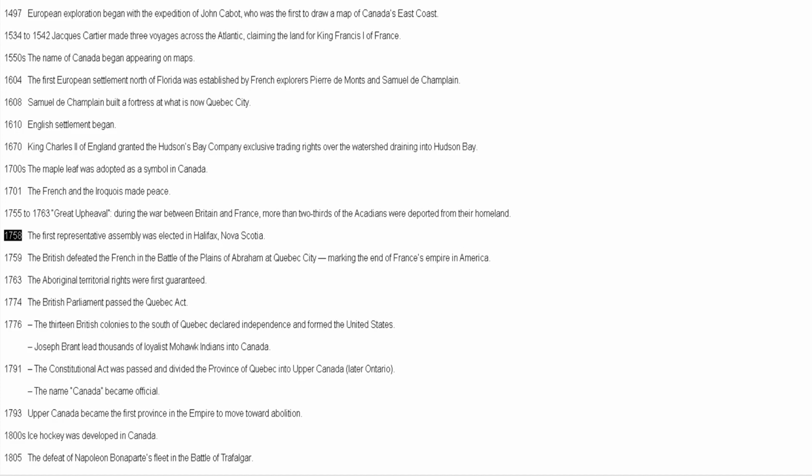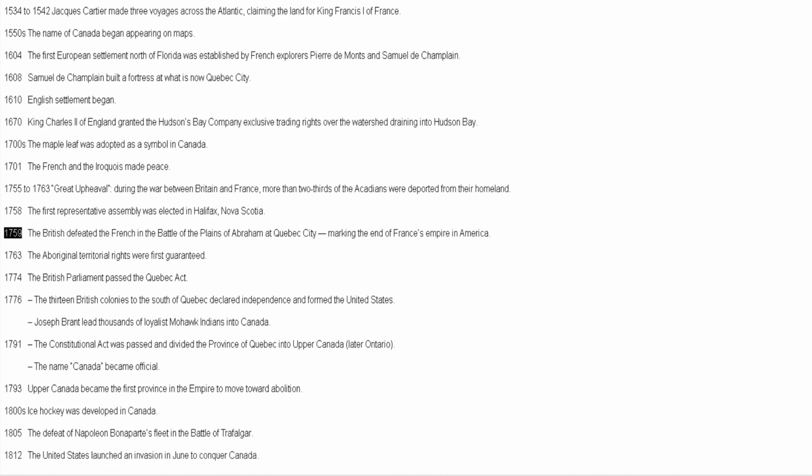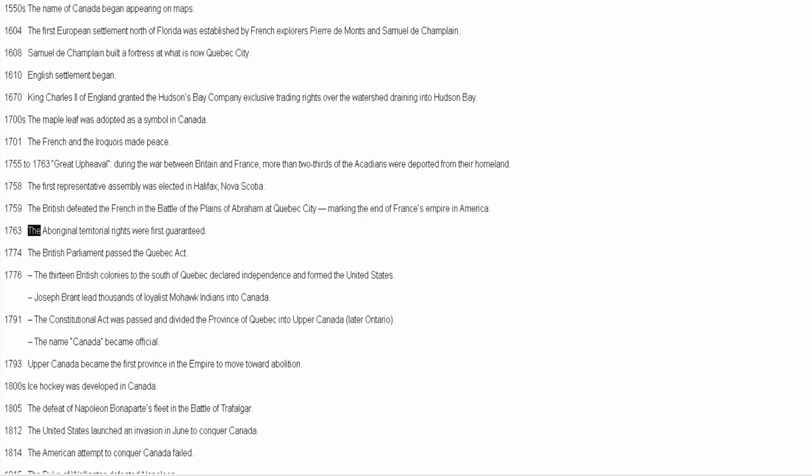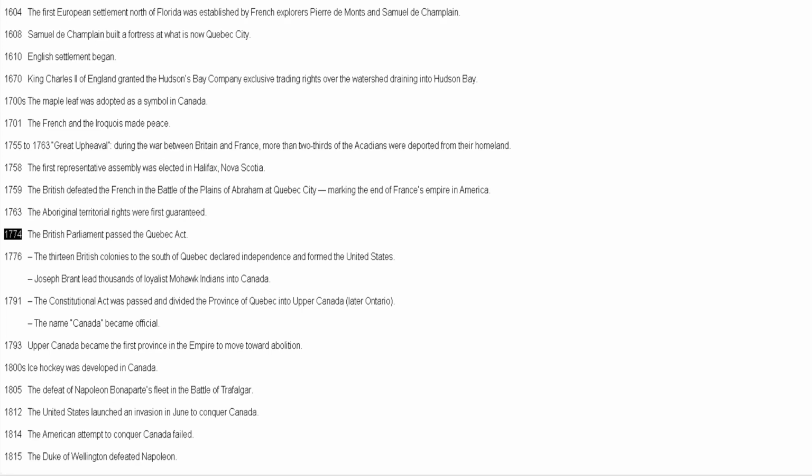1755 to 1763 Great upheaval. During the war between Britain and France, more than 2/3 of the Acadians were deported from their homeland. 1758 The first representative assembly was elected in Halifax, Nova Scotia. 1759 The British defeated the French in the Battle of the Plains of Abraham at Quebec City, marking the end of France's empire in America. 1763 The Aboriginal territorial rights were first guaranteed. 1774 The British Parliament passed the Quebec Act.